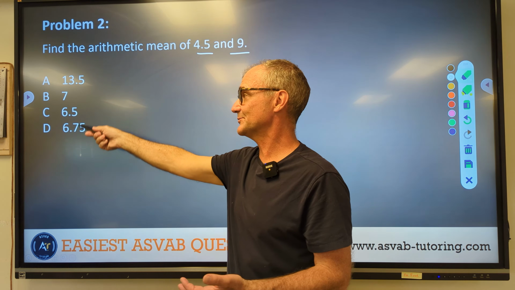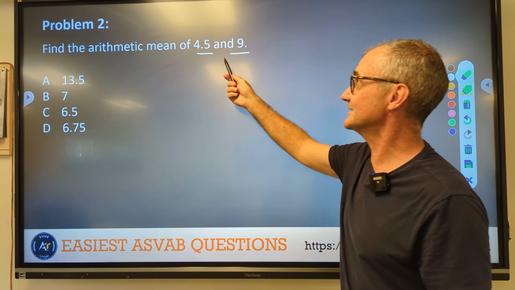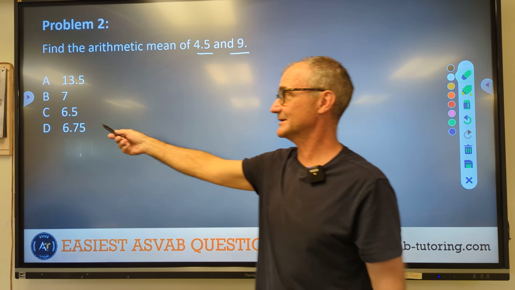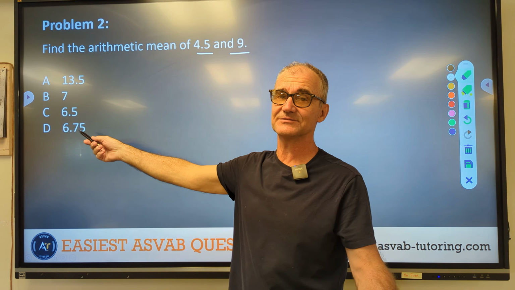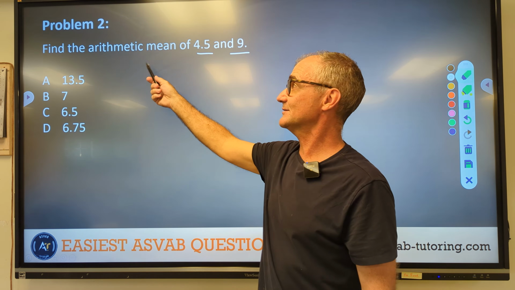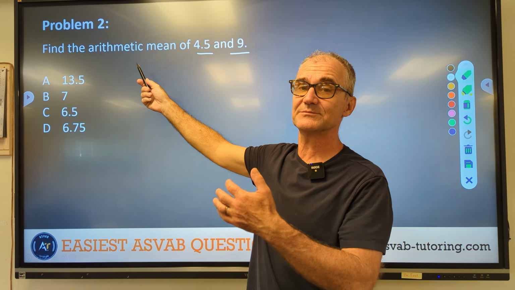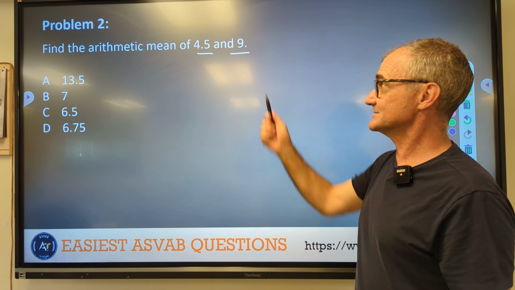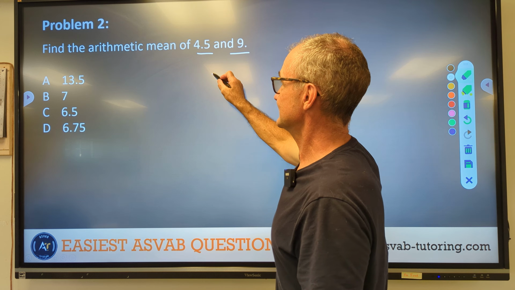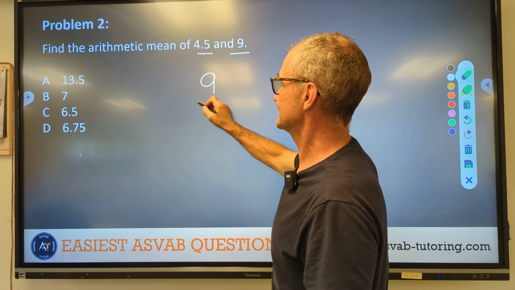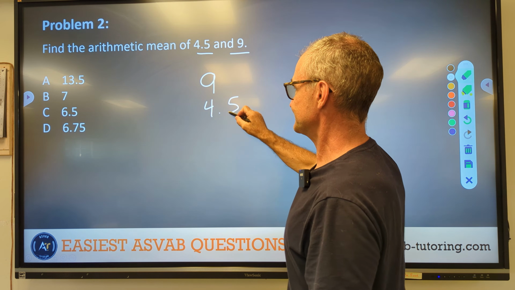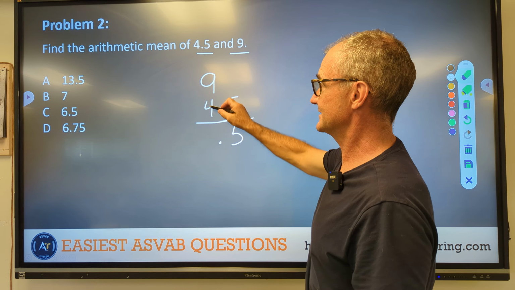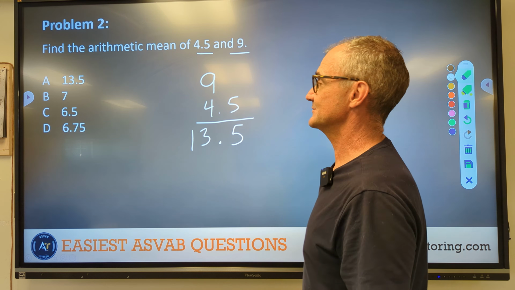So if I know it's probably one of these two, I look up here and I can see that this together is 13.5. How am I going to get to 6? I know I'm going to have to divide by 2. So even if you can't remember what that word means, arithmetic mean, you could get some clues from those answers. So let's go ahead and do this problem. I have 9 plus 4.5. I add those together. 9 and 4 is 13, so I have 13.5.